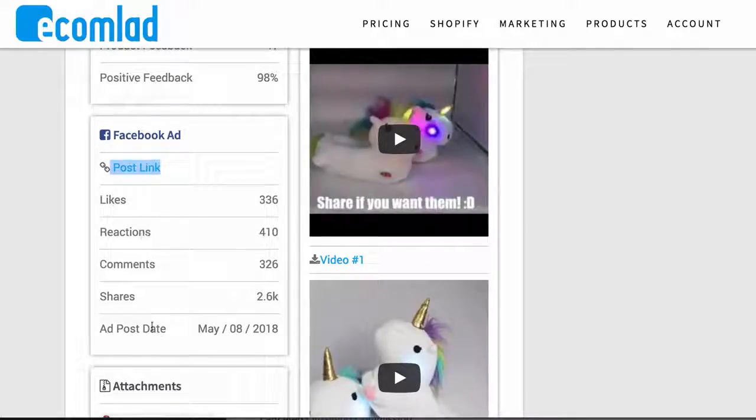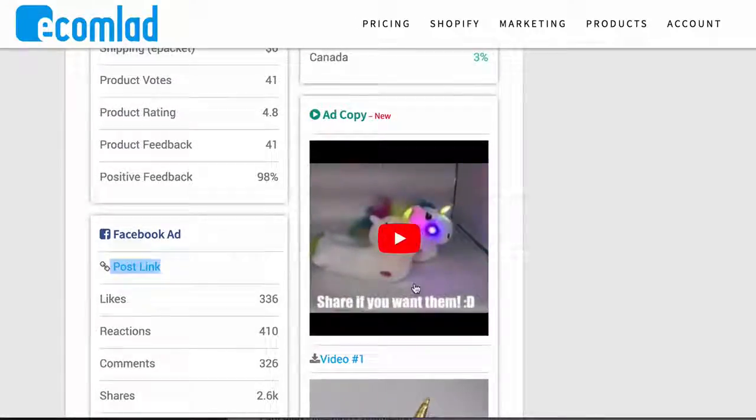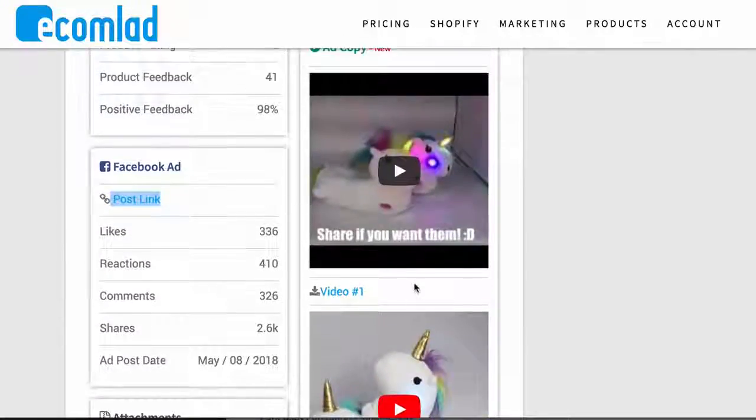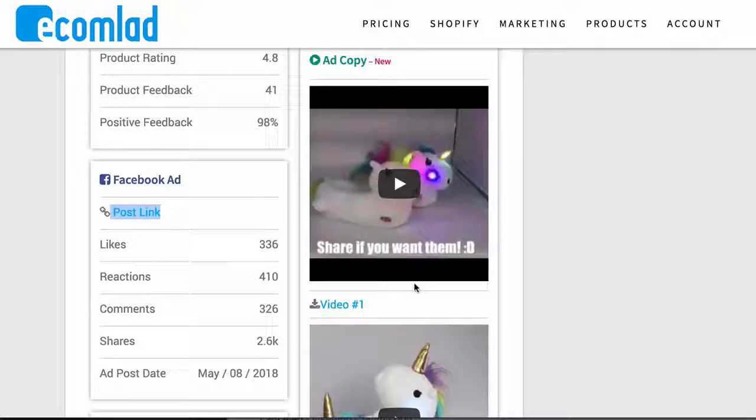I really like this ad post date because it gives you that clarity or that confirmation that this is something that is current, this is something that is working in today's time, and it's really important. So they do give you some videos here as well, and be careful with these videos, guys. Make sure that if you do use these videos, you make it different to what they're doing because you can get copyright infringement, which will ultimately shut down your Facebook page if someone reports it.